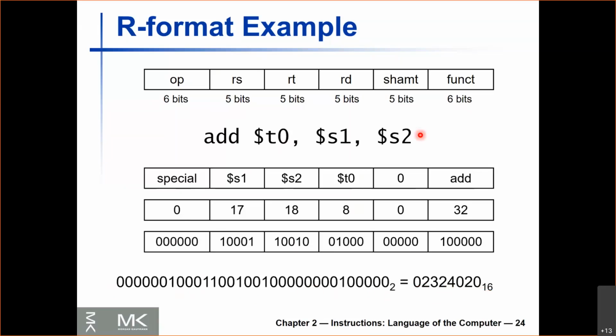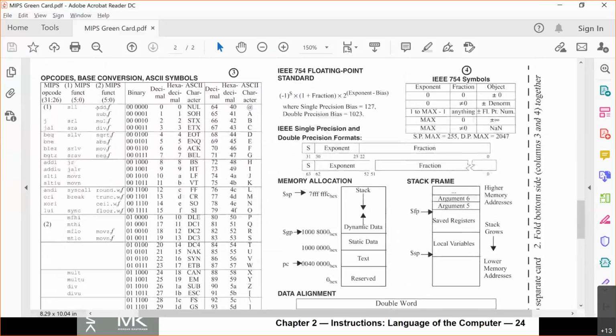Professor, why is the opcode 0? How did you know that it's 0? Okay, so the way we knew that the opcode is 0 is we looked up add in this table. We look for add in this table. If we find it in the first column, then the opcode is just the corresponding number in that column. If we find it in the second column, it means it uses the funct field.